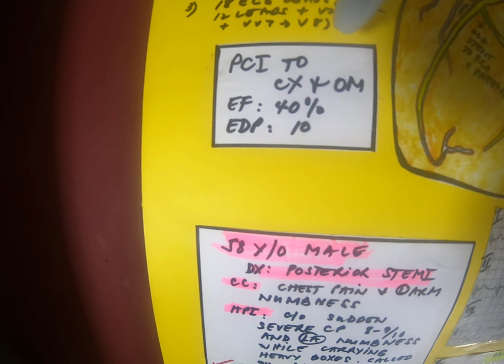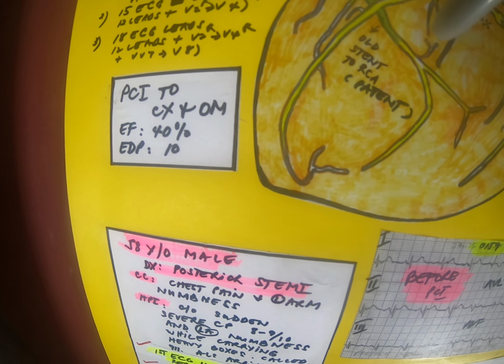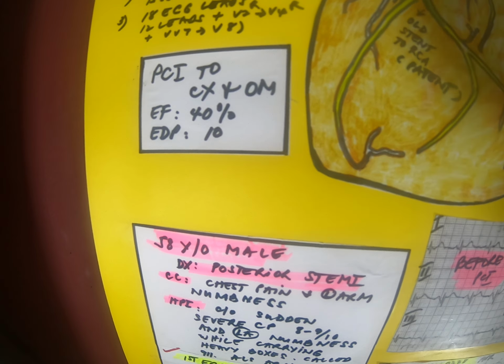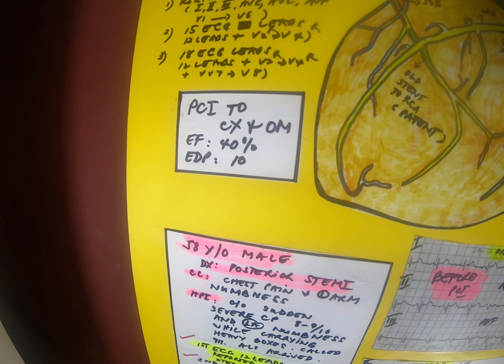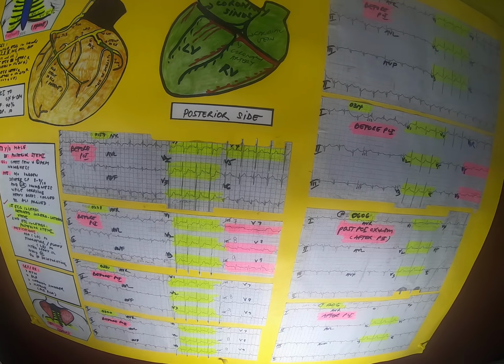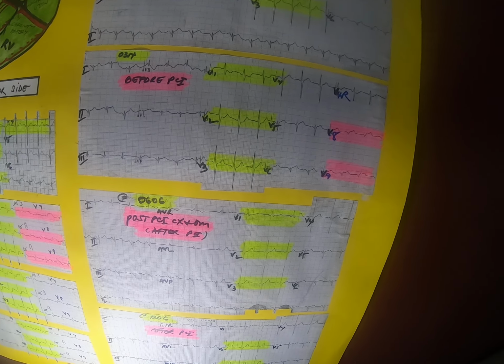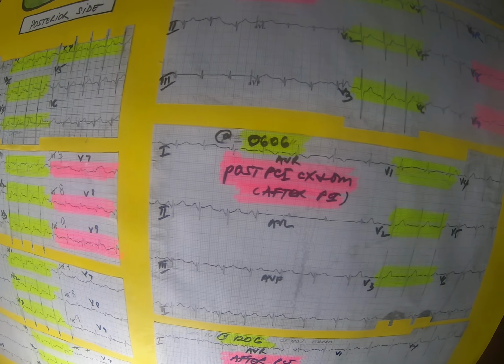The ejection fraction is 40%, which is slightly low, and maybe this is because of the ongoing infarction. The EDP so far is normal. So he ended up going to the CCU, and we did ECGs and everything.